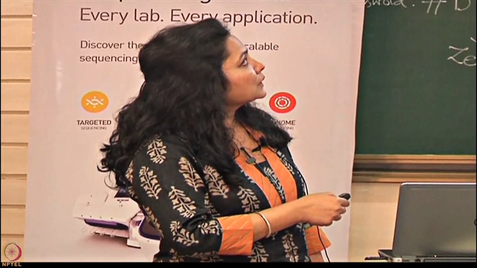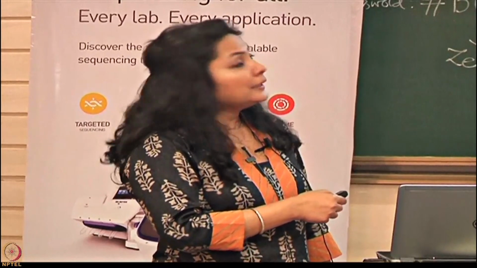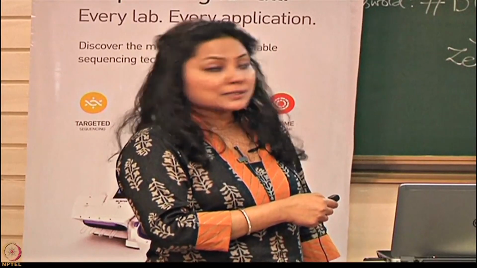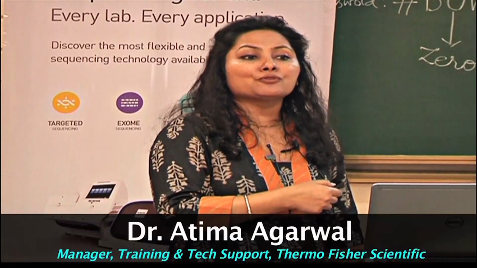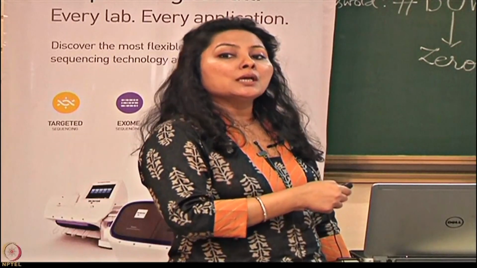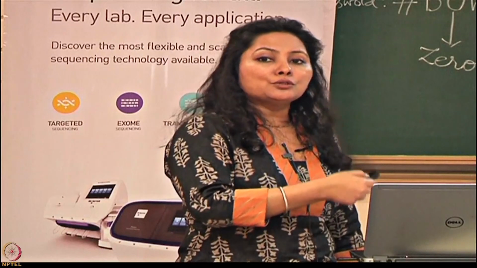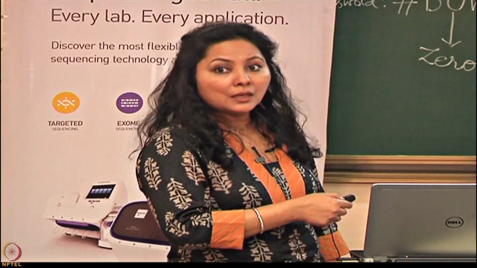So with this same event, supposing the first base here is an A, if you flow dTTP, it is a complementary nucleotide, so it will bind and release hydrogen ions, and these hydrogen ions get converted into a voltage signal which is finally captured. So the release of so many hydrogen ions in one well brings about a change in pH for that particular well, and that change in pH is recorded as a change in voltage. So basically you are converting chemical information into digital information, and that is how you say that a signal has been received and a base has been called.